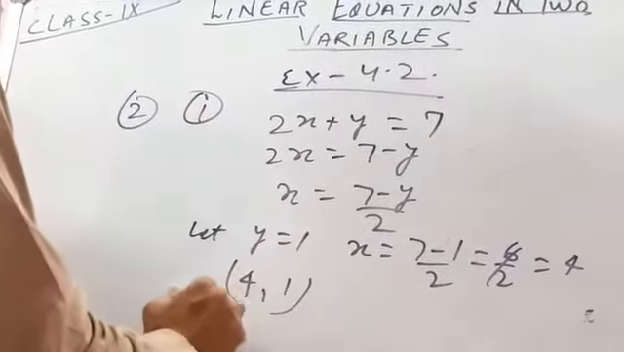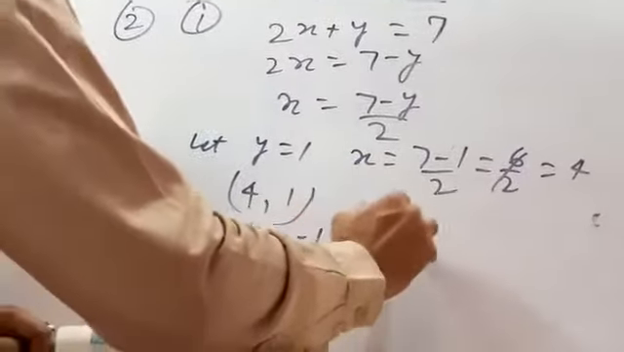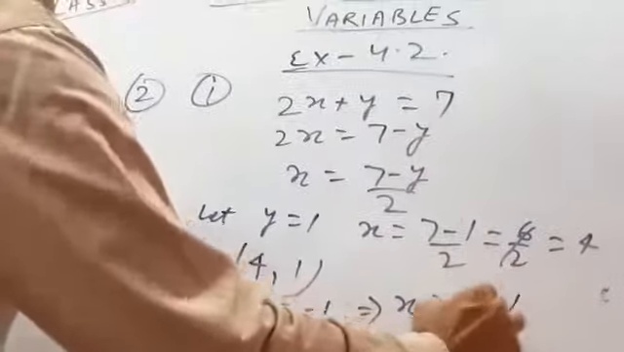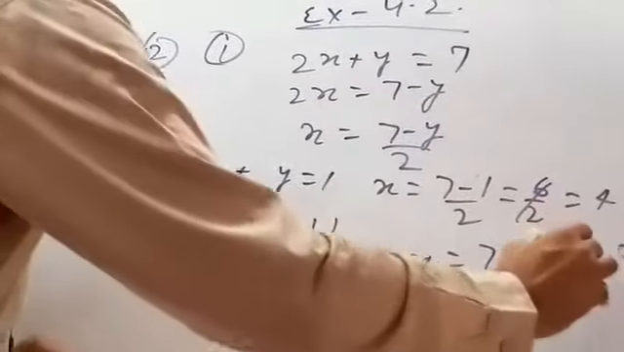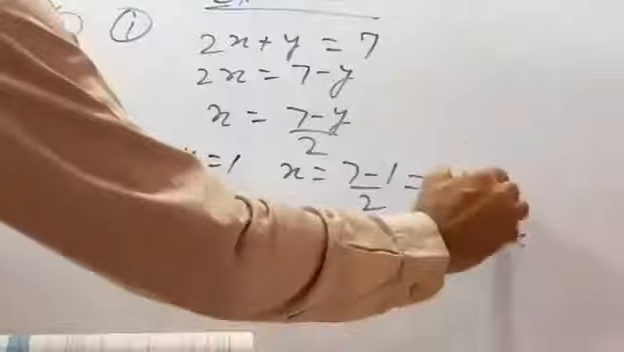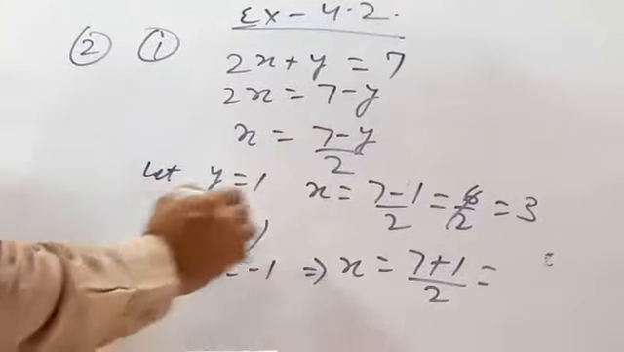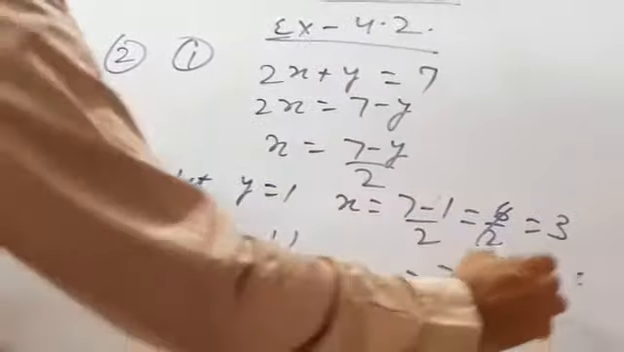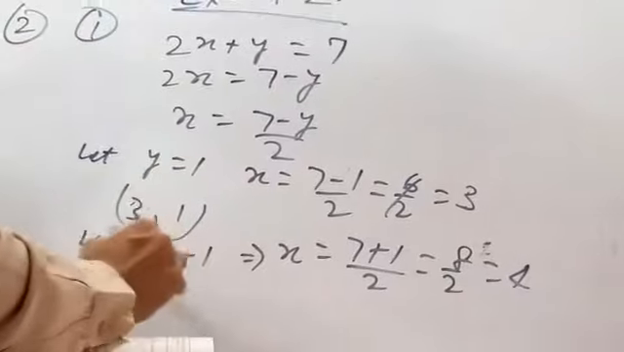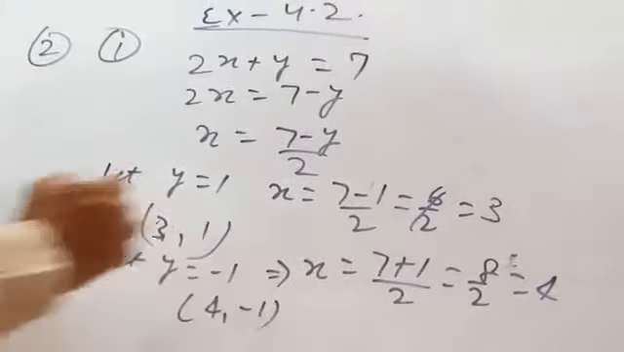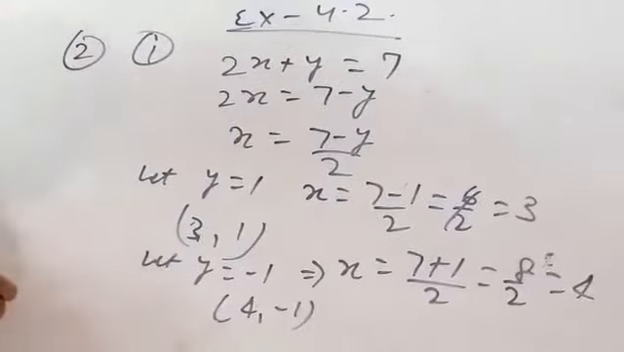Suppose y = -1. So this gives us x = (7 + 1)/2. It is 8/2. Sorry, earlier 6/2 is 3, so that was wrong, the first solution is (3, 1)... and 7 + 1 by 2 gives you 8/2, so this is 4. So in this case the solution is (4, -1). So I hope you all will do.